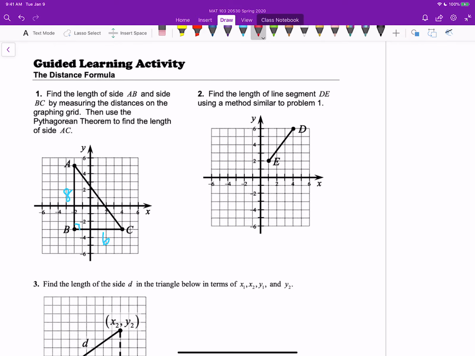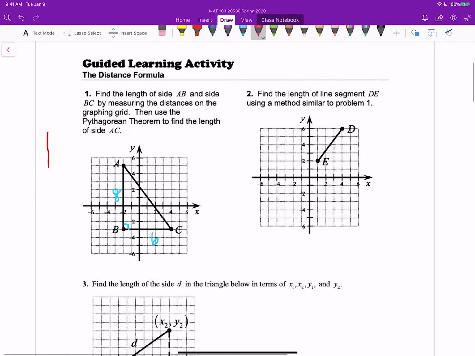If you remember the Pythagorean theorem, for a right triangle, let's actually draw a better right triangle. For a right triangle like this, the 90 degrees is right here. We have 3 sides. Let's say this is a, this is b, and this is c. Then according to the Pythagorean theorem, a squared plus b squared equals c squared. So that will be what we're going to be doing for number 1.